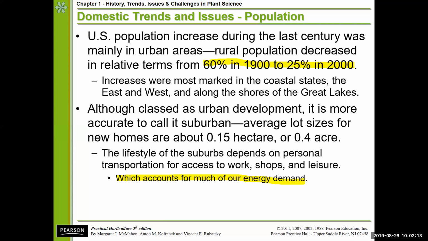In 1900, we had 60% of the U.S. population in rural communities. In 2000, it decreased greatly to 25%. By 2050, they say that could be as low as 5%. So it's dramatically decreasing, and it's alarming, right? Because we need people in rural areas because that's where our farmland is.